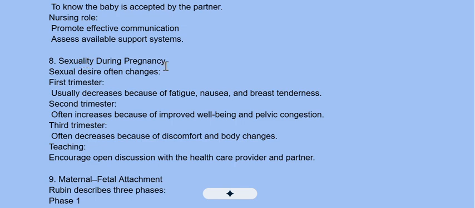8. Sexuality during pregnancy. Sexual desire often changes. First trimester usually decreases because of fatigue, nausea, and breast tenderness. Second trimester often increases because of improved well-being and pelvic congestion. Third trimester often decreases because of discomfort and body changes. Teaching: encourage open discussion with the healthcare provider and partner.